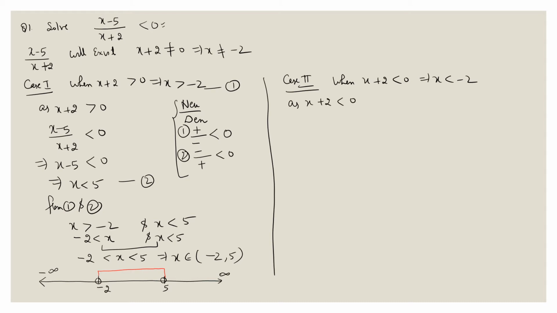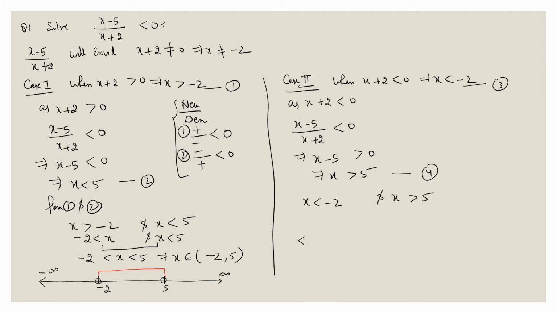Now in that case, my (x minus 5) upon (x plus 2) will be less than 0 if x minus 5 is positive, right? That means x is greater than 5, right? So let us now interpret. Are we getting some common portion, that x is less than minus 2 and x is greater than 5? Let us plot the case on the number line, minus infinity to infinity.